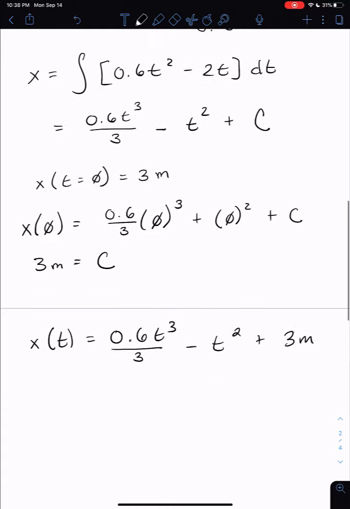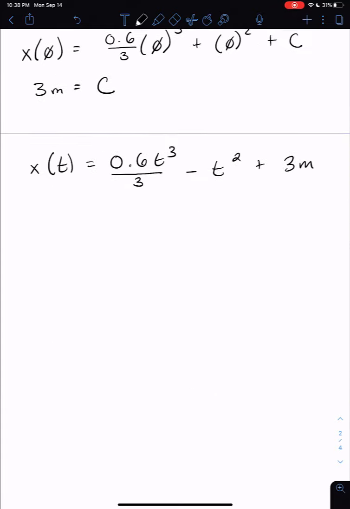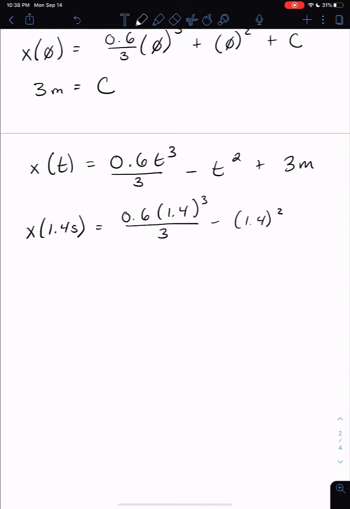So to answer the final part C, I need to now plug in the time of 1.4 seconds. So if you plug all of that into your calculator, you'll find the answer is 1.5 meters.